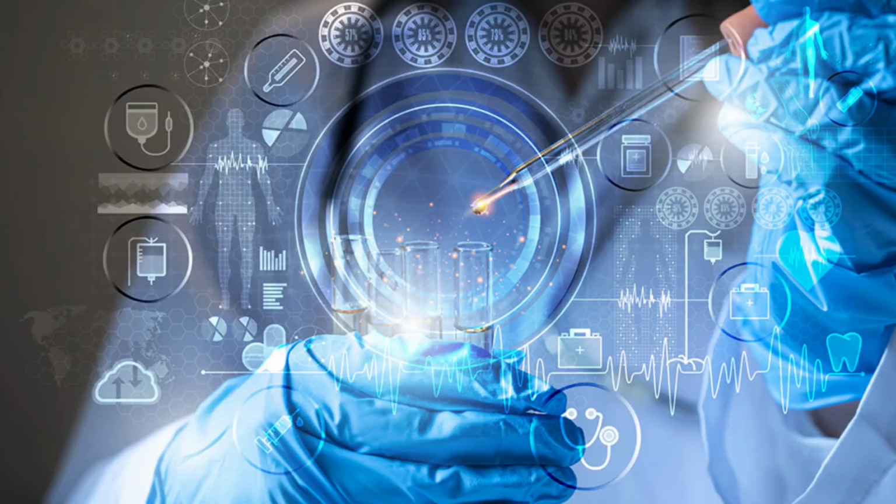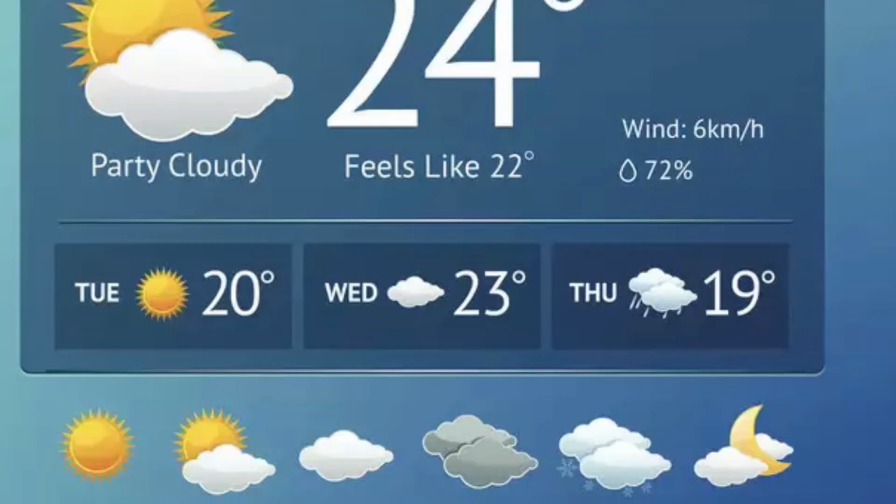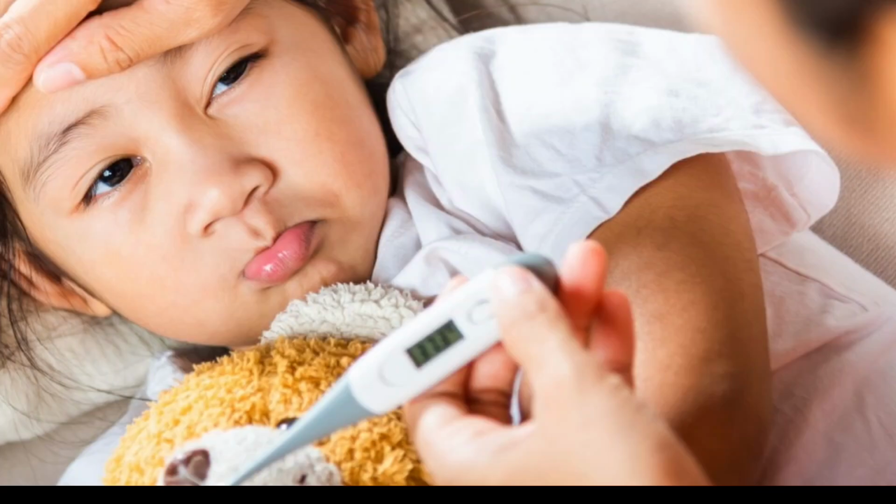Usage of temperature: scientific research, weather forecasting, controlling industrial processes, monitoring the body.